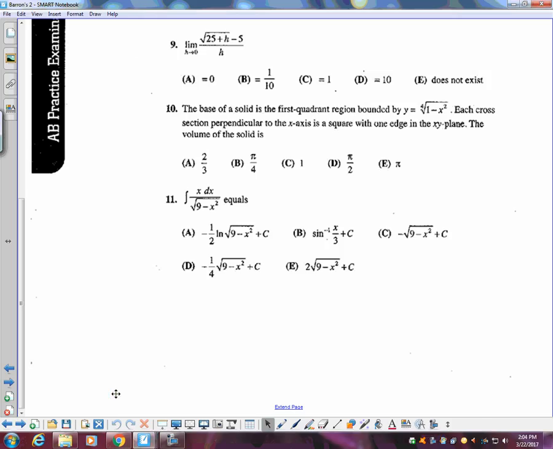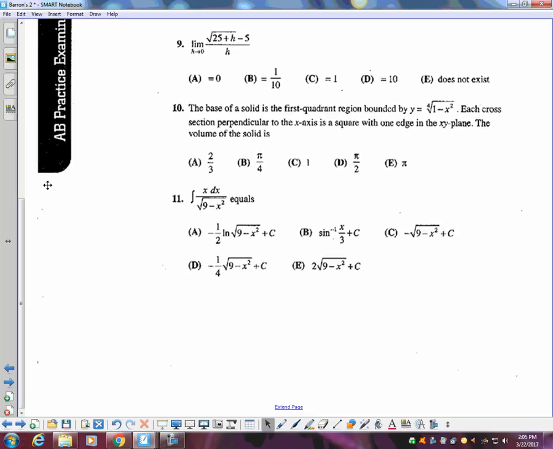Barron's 2, number 11. Okay. Kind of makes you think maybe one of those inverse trig guys, but then if you stop and look, you've got an x on top. And with the inverse trig, you don't have an x on the top. So you're just going to go regular u-substitution here.